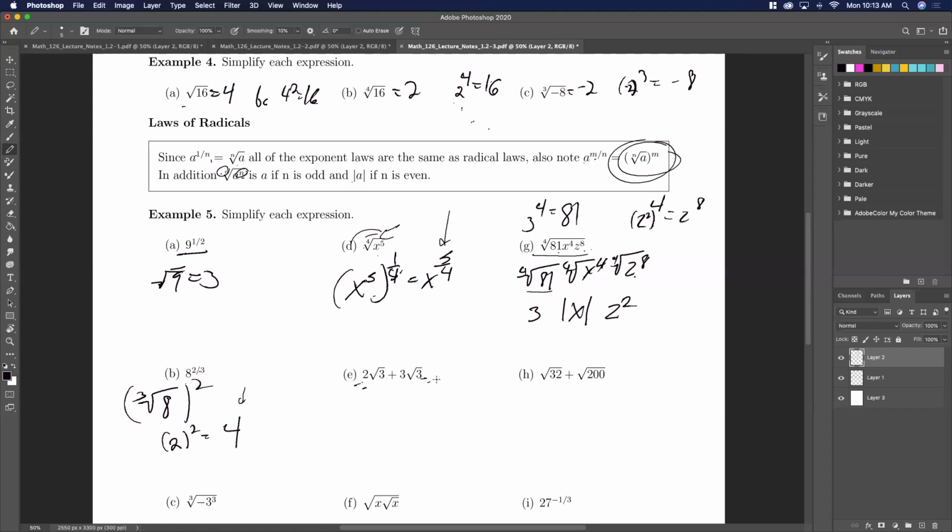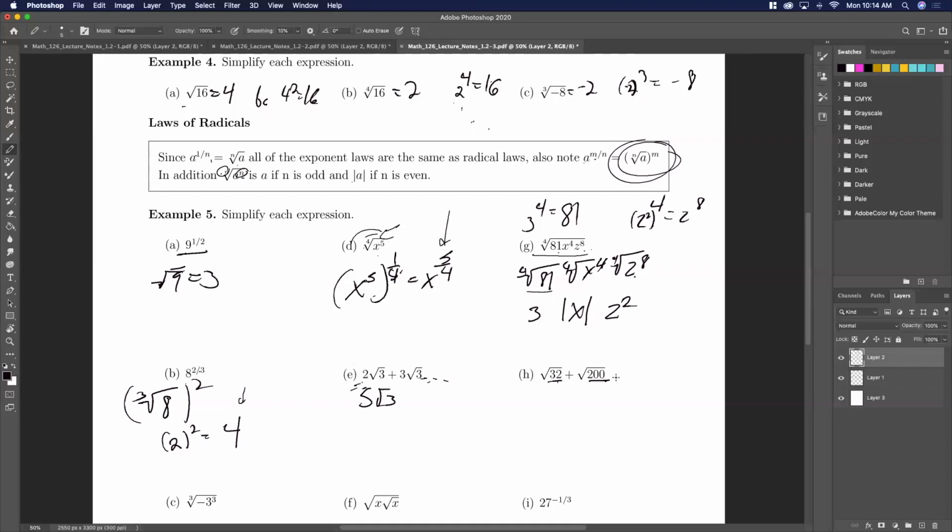Here, if I have common radicals, I can add them up. So this becomes 5 square root 3. Here, if I don't have common radicals, I can try to make them common. How do I do that? Well, here I can pull out a 4, and here I can pull out a 4, right?